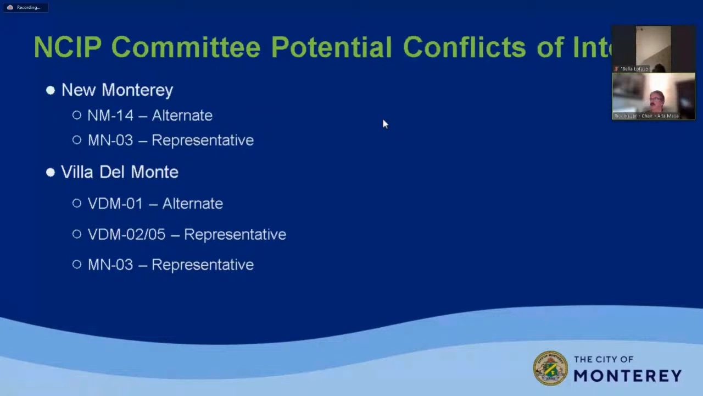Chinier. So let's see. Monterey 03. No, it's New Monterey 14, sorry, and multi-neighborhood 03. And specifically with multi-neighborhood 03, it's the fire station, I believe. So I'm going to decide to sit out on that one for the multi-neighborhood 03. And our alternate is present, so she can vote in my place. Okay.